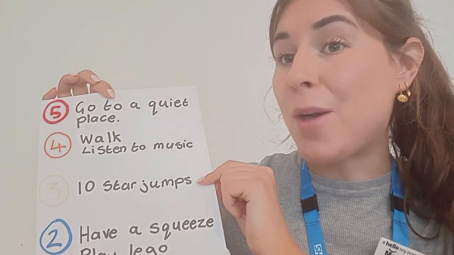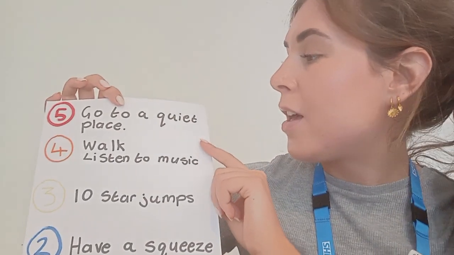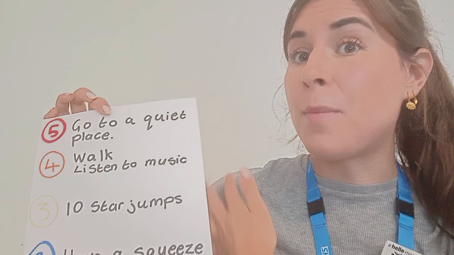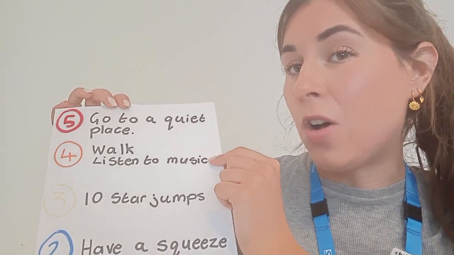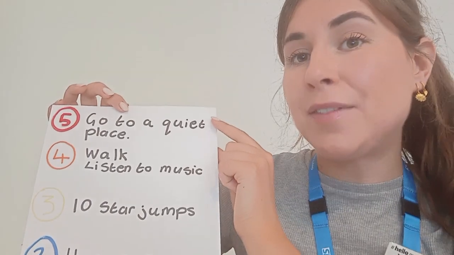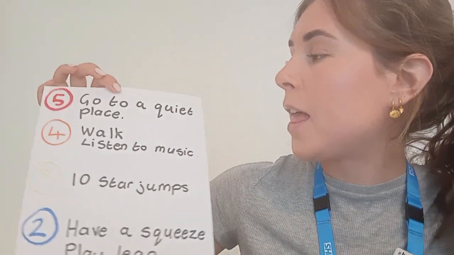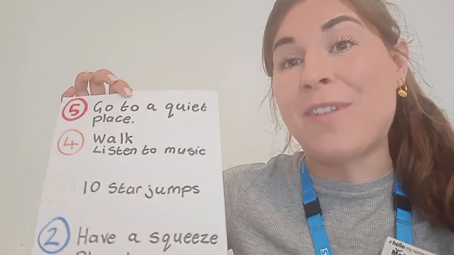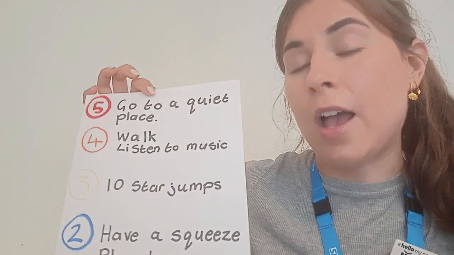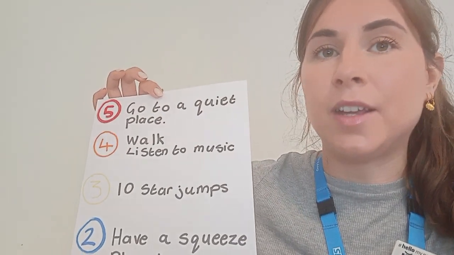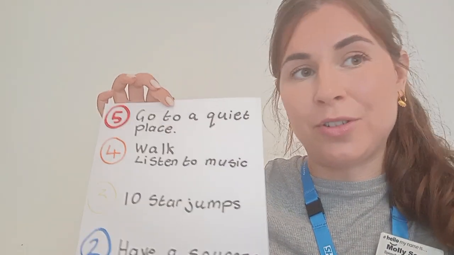For 3, I've put an idea of having 10-star jumps. Some children might find this helpful. For 4, for example, your child might find that going for a walk helps at this point, or perhaps they like to listen to a certain song. And then 5, so you might remember this is the kind of top level where your child is the most stressed they might be feeling, and it was described as feeling like they're ready to explode. Perhaps your child finds that at this point going to a quiet place is the most helpful thing they can do. These are just examples. This will be very individual to what your child finds helpful.